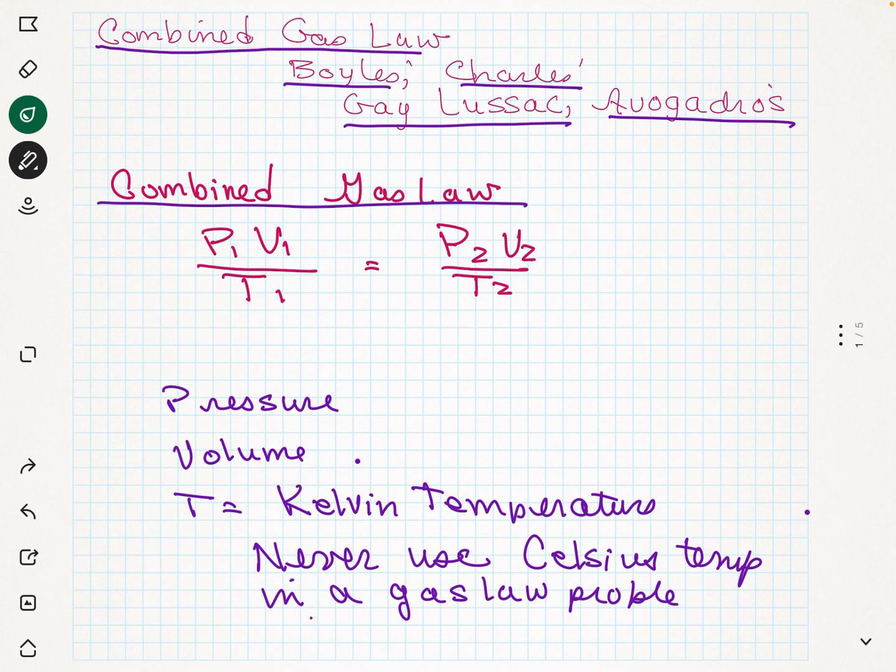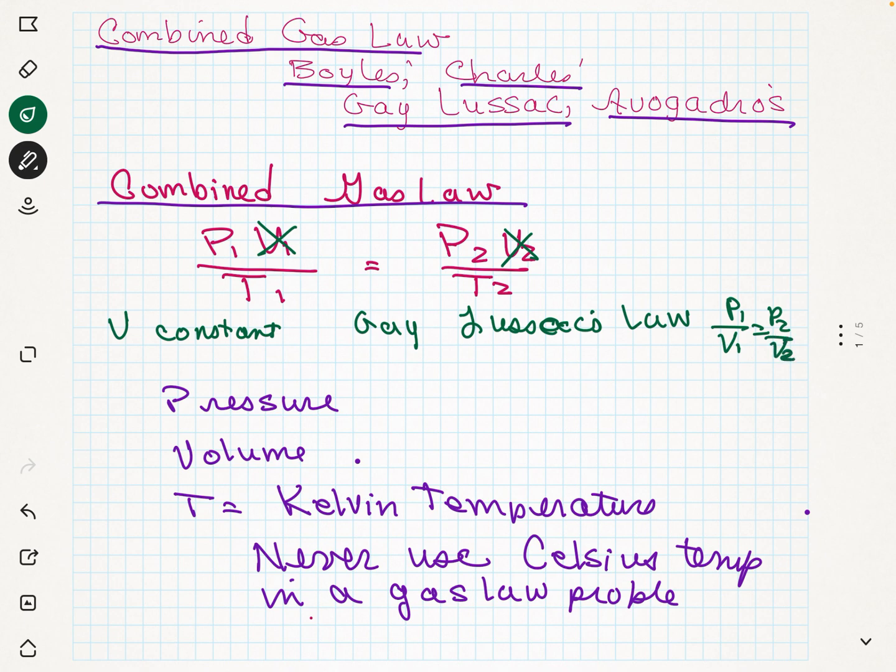And finally, if we hold V constant, what did I just erase there? If V is constant, we end up with Gay-Lussac's law, which is P1 over T1 equals P2 over T2. Now let me move on to the next slide here.